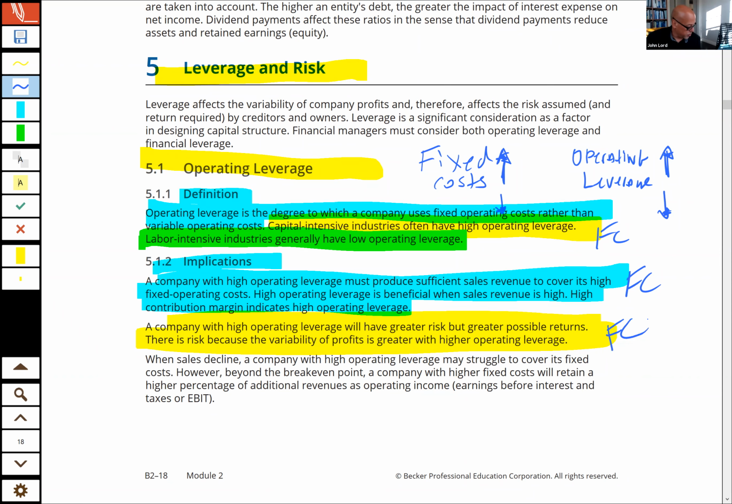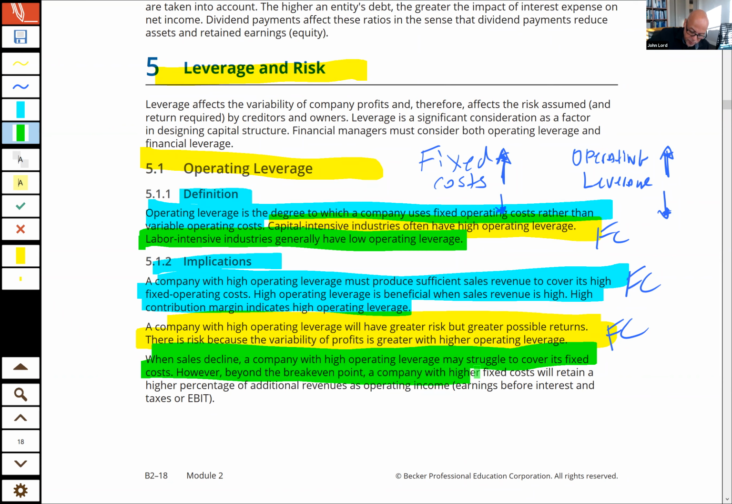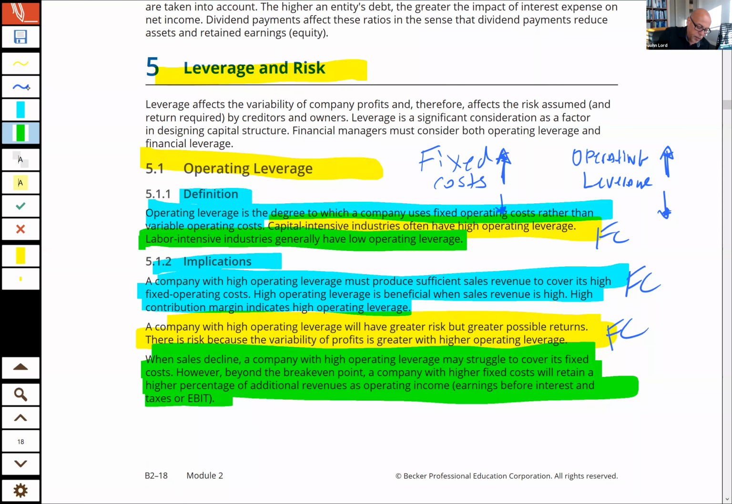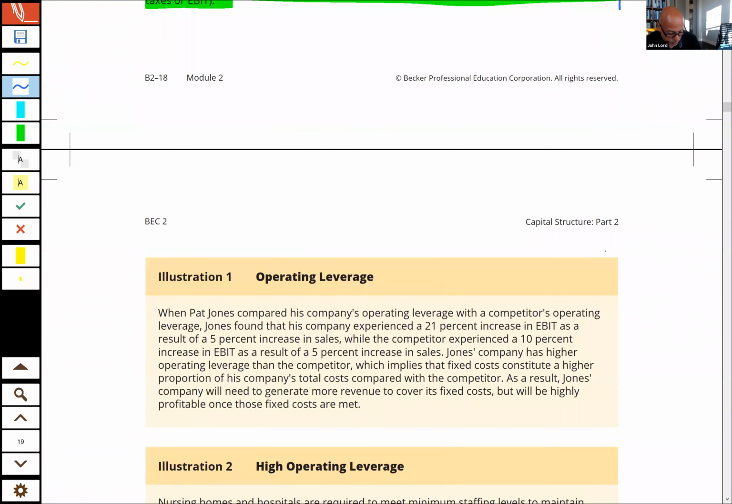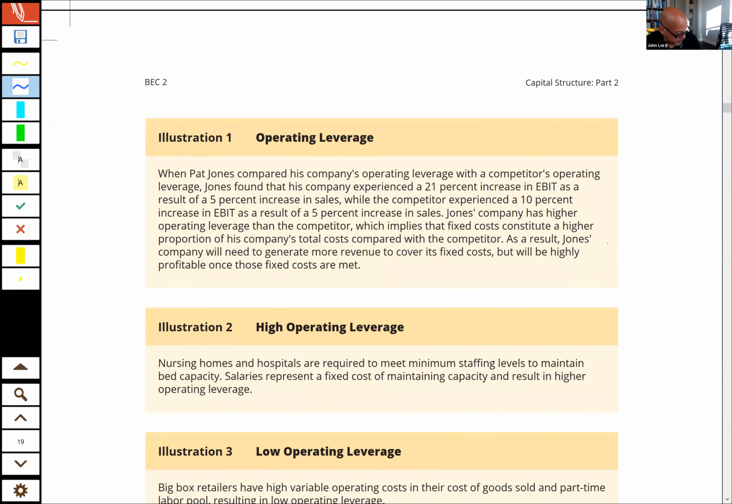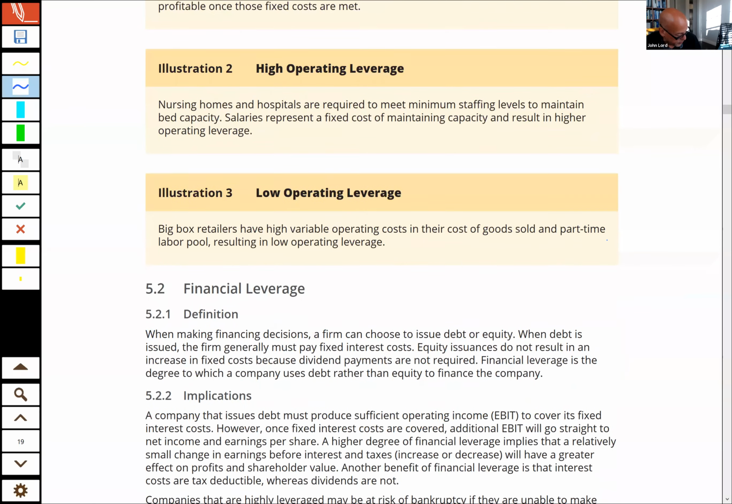But let's go ahead and flashcard that. Note, when sales decline, a company with a high operating leverage may struggle to cover its fixed costs. However, beyond the break-even point, they will retain a higher percentage of additional revenues and operating income. So flashcard that one, and you don't have to flashcard these two because that summarizes it right there. Okay, good. Let's go ahead and take a look. I don't think we need that example. Let's just not look at that example because that's kind of self-explanatory from the outline.